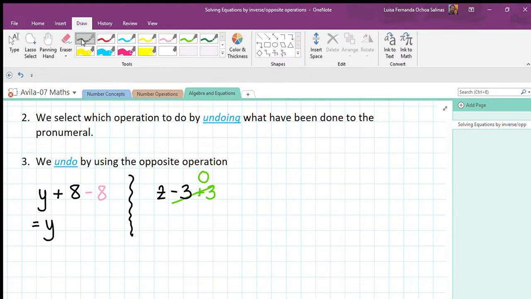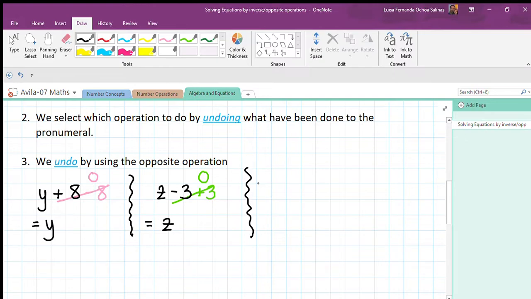Therefore, now I'm undoing what happened to the pronumeral, and I have the z left alone. Going back to the previous example, I just want to say that when I have a positive 8 and I take away 8, this becomes a 0. Perfect. Okay, let's look at another example here.